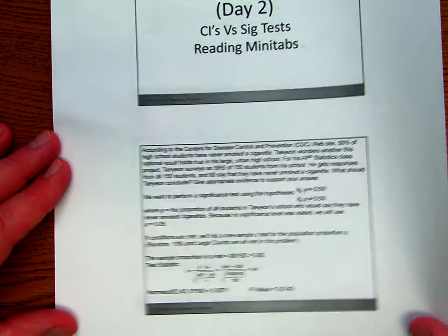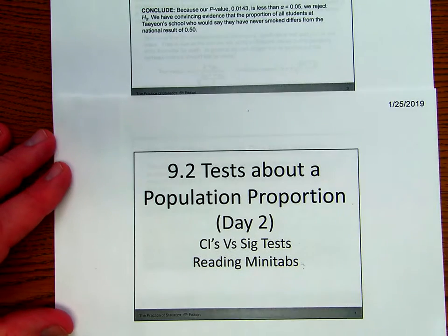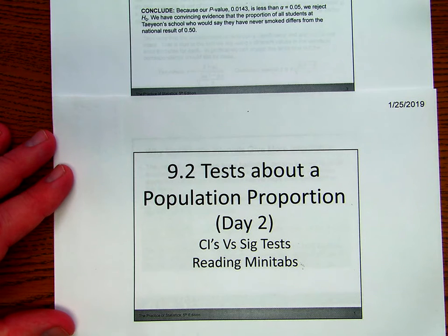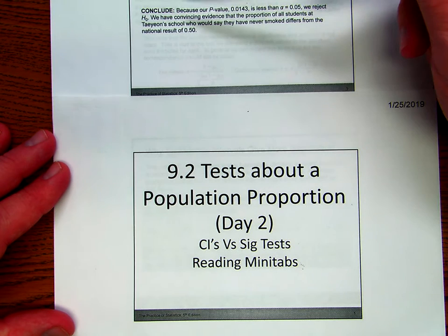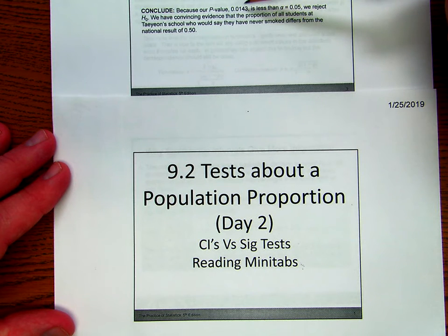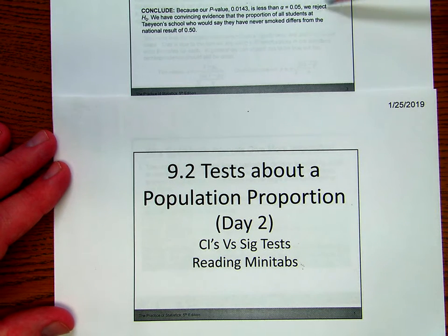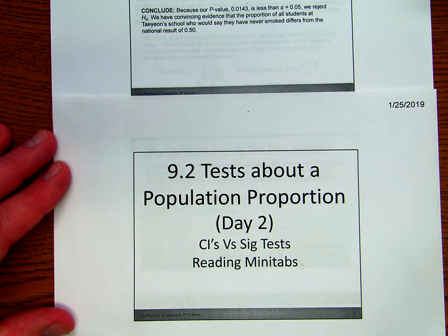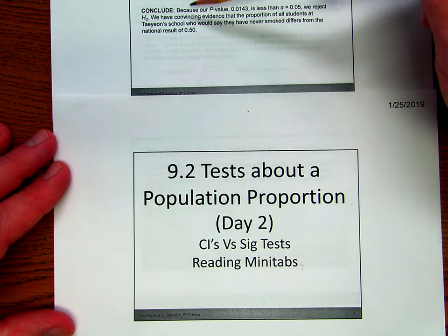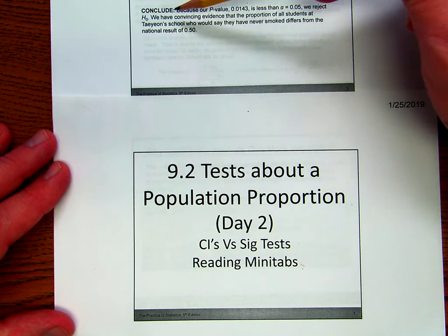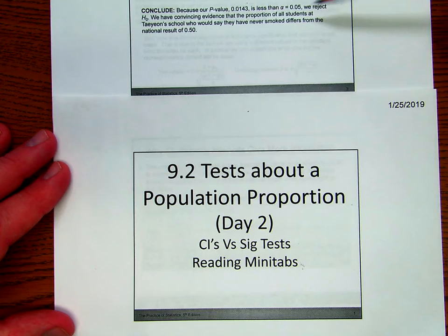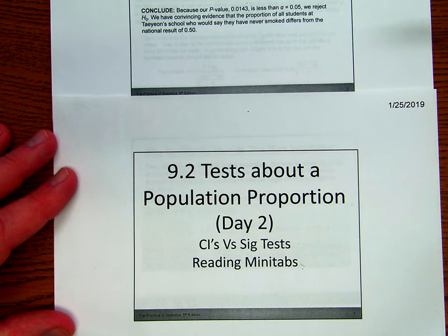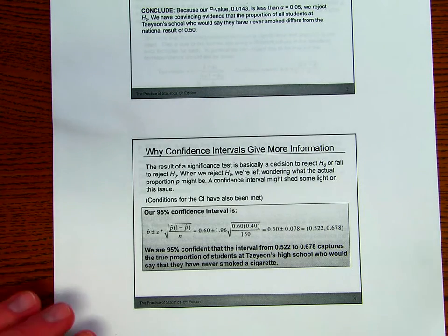Okay, as far as the conclusion goes, we want to compare that directly to our alpha level. Because our p-value of 0.0143 is less than alpha equal to 0.05, we reject the Ho. Remember, you have to specifically make that comparison with the greater than, less than. If your p-value is less than your alpha, you're always rejecting, and that means you have evidence to support your Ha. We have convincing evidence that the proportion of all students at Tayon's school who would say they have never smoked cigarettes differs from the national result of 0.5.